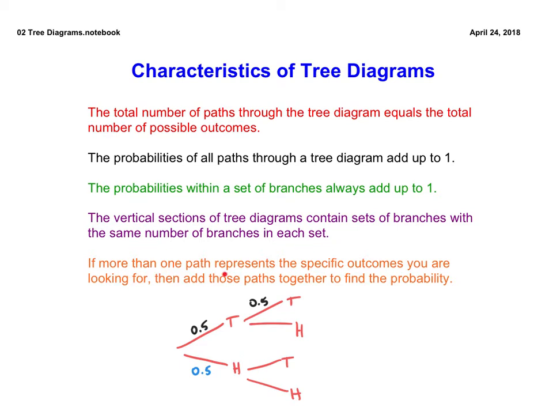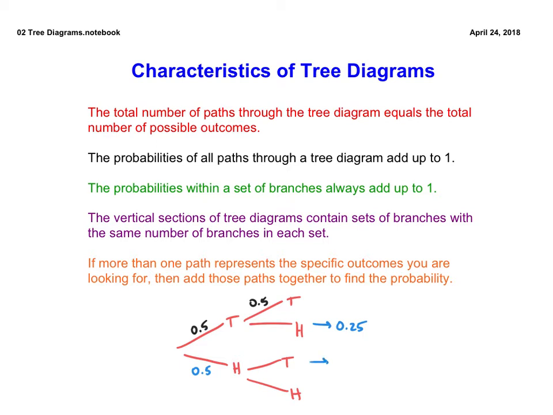And if more than one branch represents the specific outcomes you are looking for, then add up those branches to find the probability. So for example, if you wanted a coin flipped twice and you wanted tails once and then heads once, and you really didn't care whether or not it was in that order, you could take the probability of tails and then heads, which is 0.25. We already calculated this.